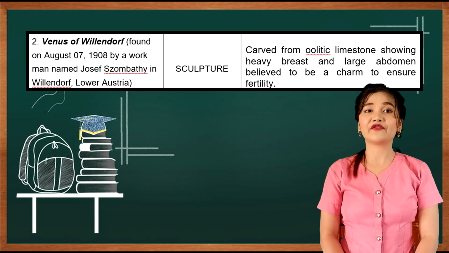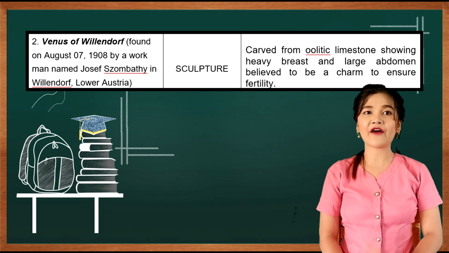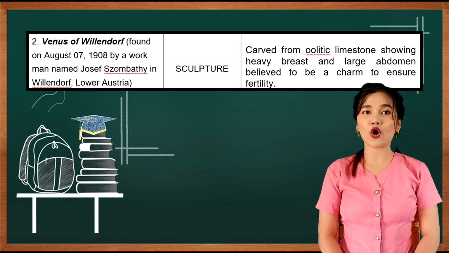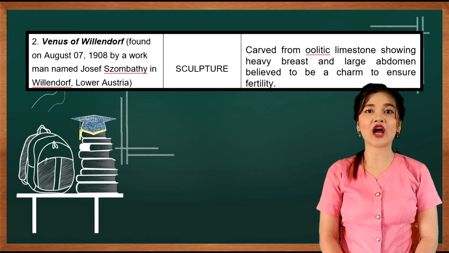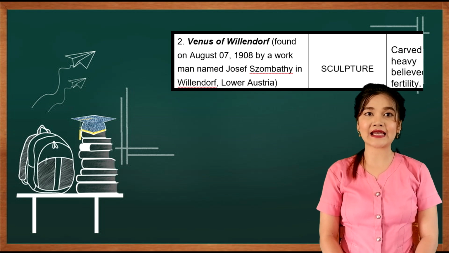Number 2. Venus of Willendorf, found on August 7, 1908 in Lower Austria. Art form: sculpture. Description: carved from oolitic limestone, showing heavy breasts and a large abdomen, believed to be a charm to ensure fertility.